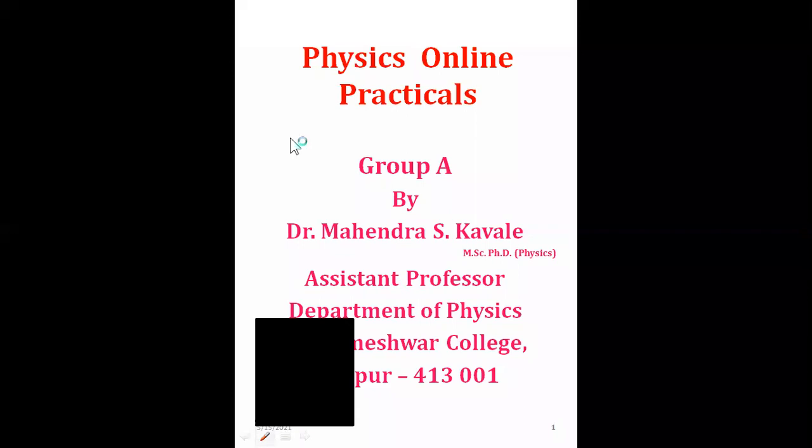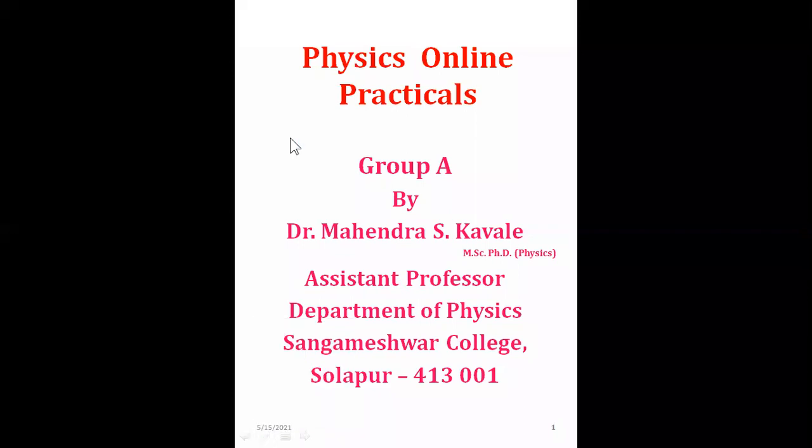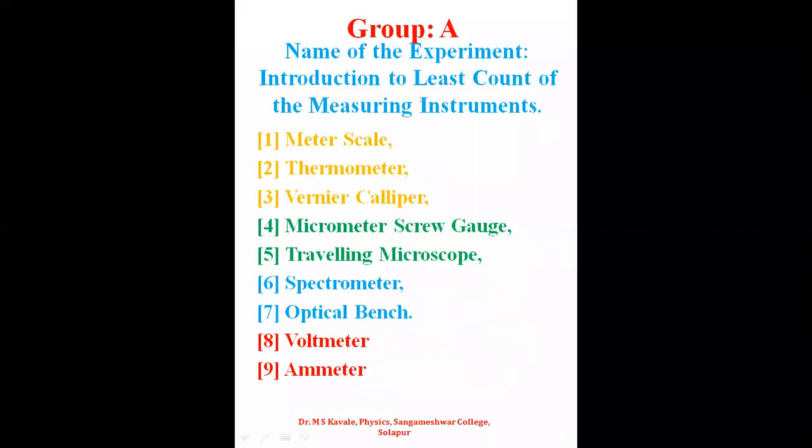You know very well that we have covered many instruments from the online practicals. That is the first experiment, introduction to least count of measuring instrument. In that we have covered meter scale, thermometer, vernier caliper, screw gauge up to optical bench. Only two instruments are remaining, that is voltmeter and ammeter, and after that, calculation of resistance of the resistor by using color code method.